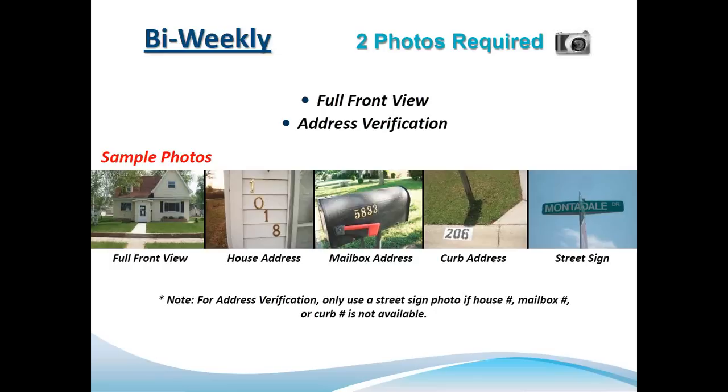The biweekly inspection has 2 basic photos required. The first is a full front view of the inspection, and the second is an address verification photo. The below samples are good examples of photos that would be acceptable to Vector Field Services. Please note that for address verification, only use a street sign photo if a house number, mailbox number, or curb number is not available.